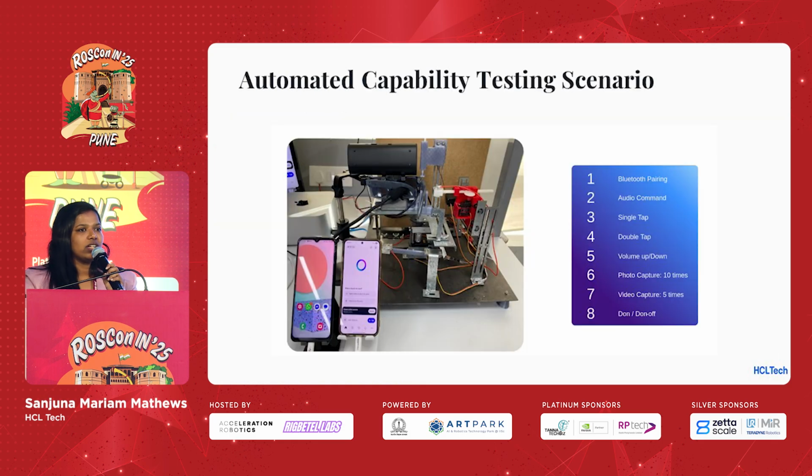So this was the traditional way of doing it. There are different test scenarios: Bluetooth pairing, audio command, single tap, double tap, volume up, photo capture, video capture, power off. For all these things, there was a traditional way of testing all these capabilities of a smart glass. Now we are trying to do it using imitation learning, using the NVIDIA Isaac Lab pipeline.